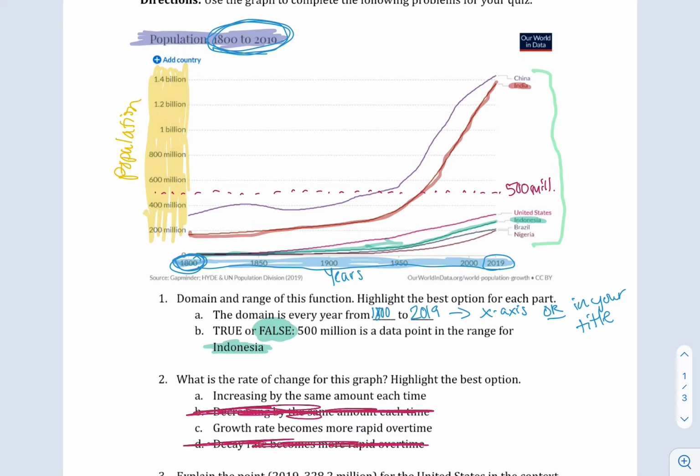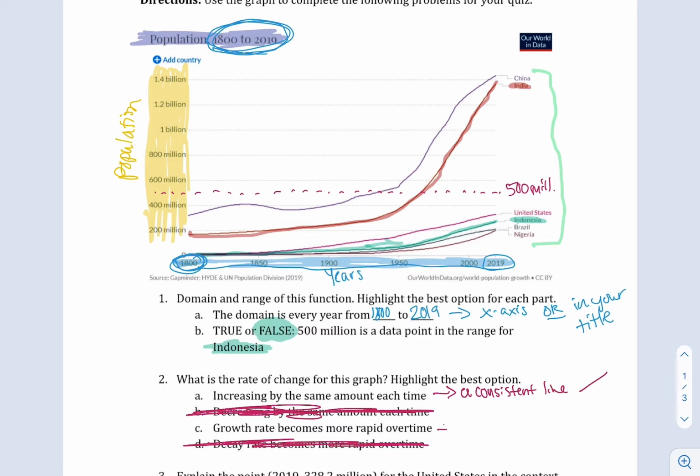Right? The next thing we want to look at is, does our graph shoot up really fast at any point, or does it stay in a consistent line as we look at it? All right, so if we're looking at this, increasing by the same amount means a consistent line.